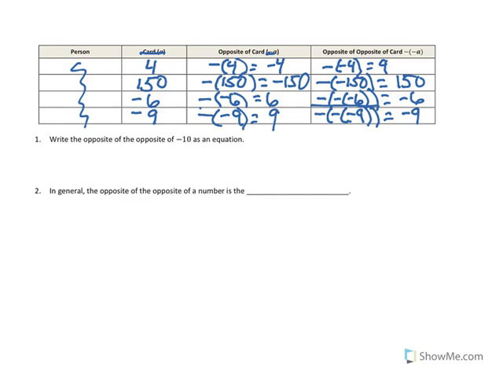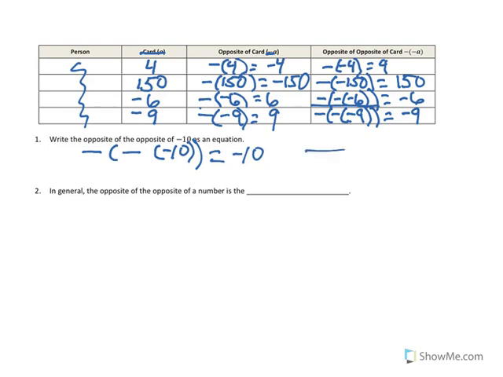Okay, so let's look at number 1. Write the opposite of negative 10 as an equation. So the first thing we're going to write is, this is how you write it. The opposite of negative 10, that's your number, equals, and then whatever that is, negative 10.